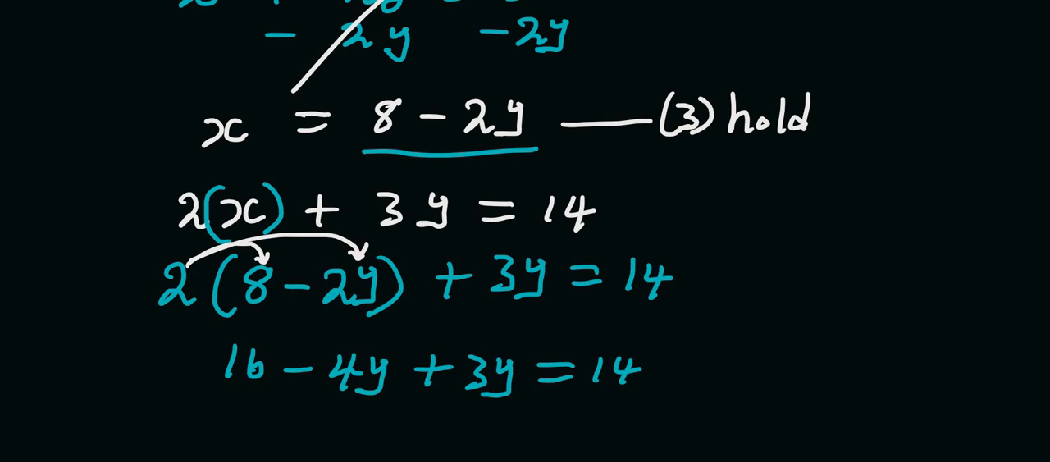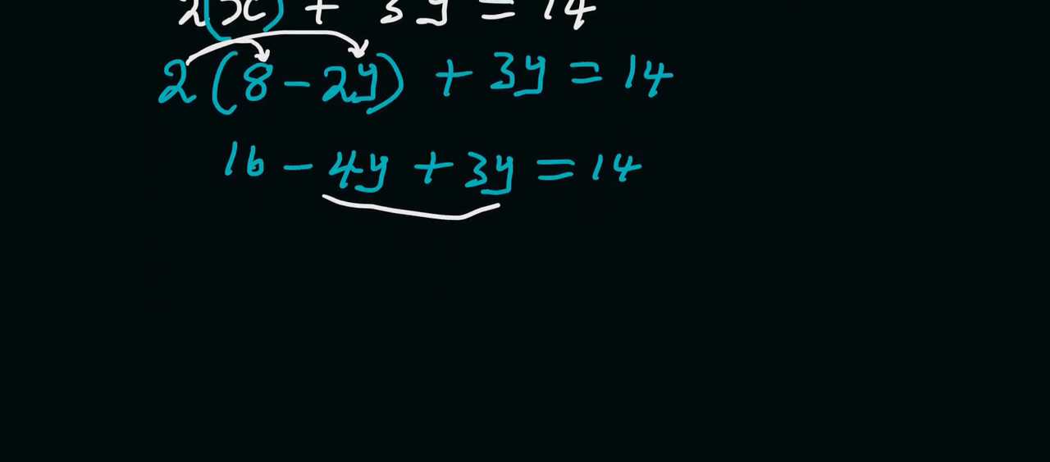So now, if you look at this, these terms are like terms. So negative 4y plus 3y gives us negative y. So this becomes 16 minus y equals 14. So now we are going to isolate y. In order to do that, we are going to subtract 16 from both sides.